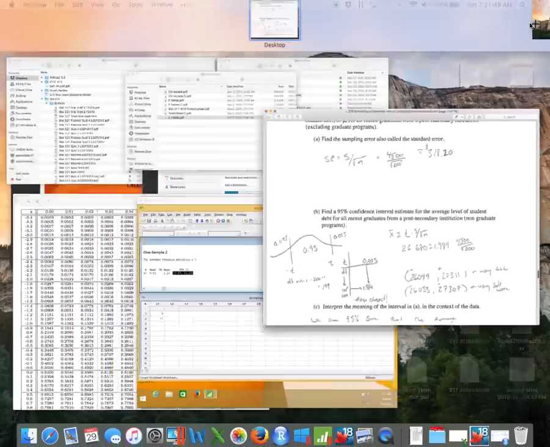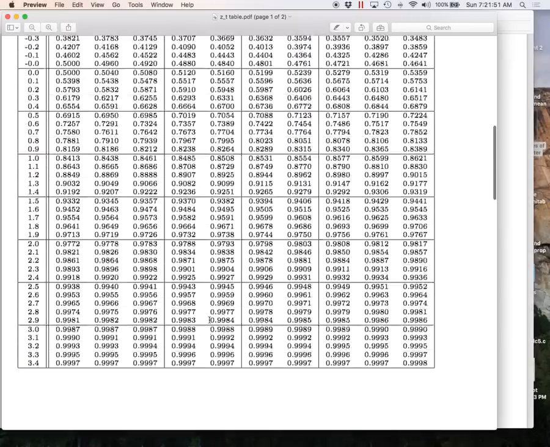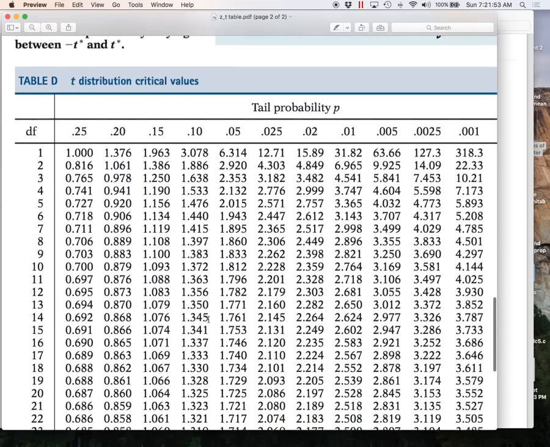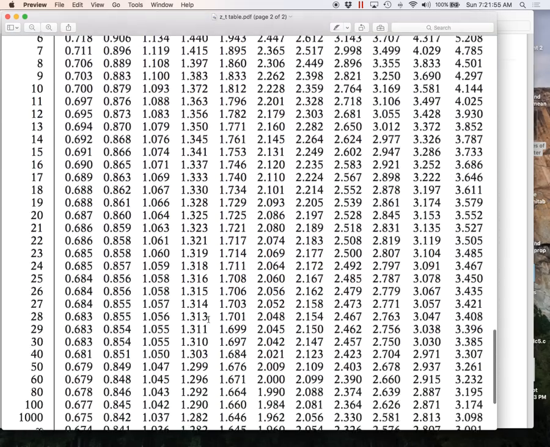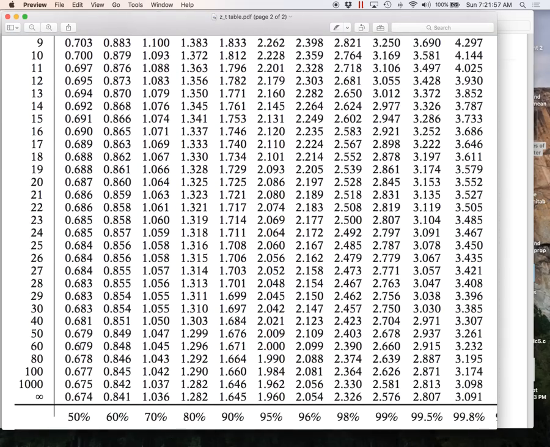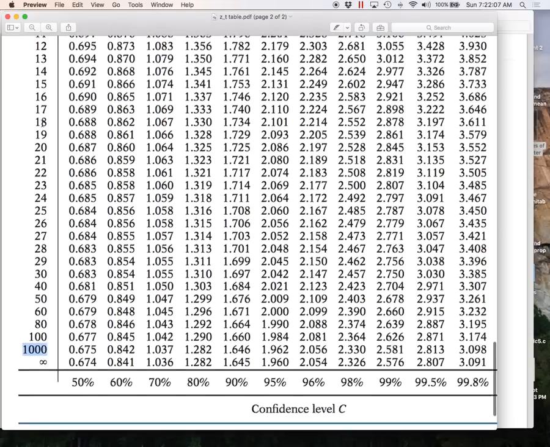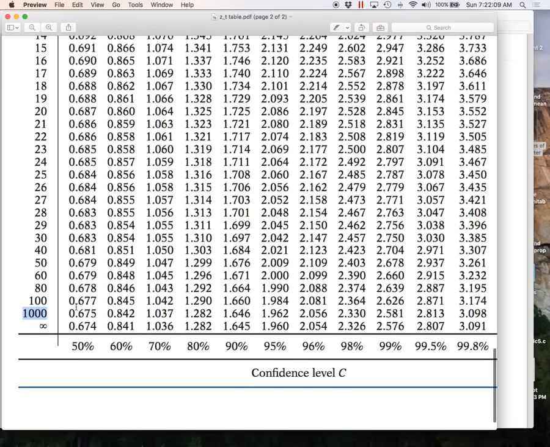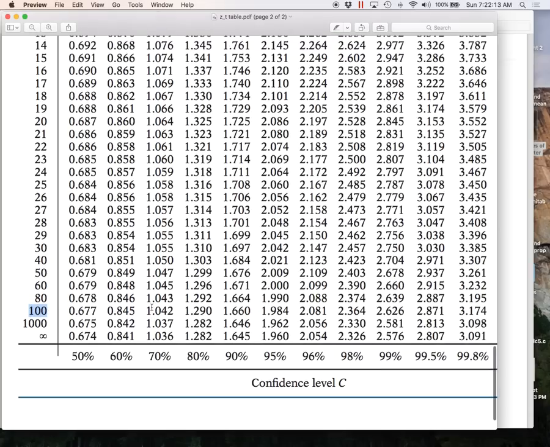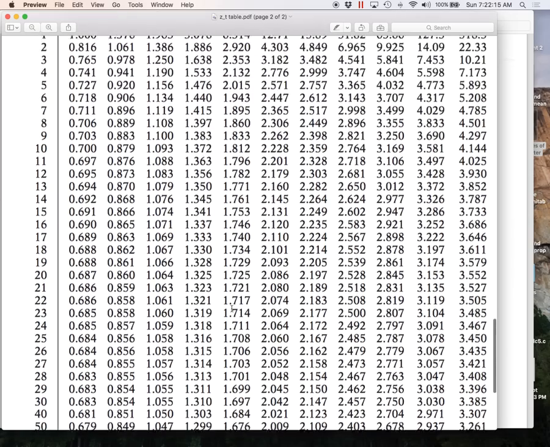Okay, if you're using a table, let's go to the table. The first step is to find your degree of freedom. Okay, so here our degree of freedom was 199. It's 200 minus 1. Unfortunately, this t-table only gives you in between 100 and 1000. Up here it does a better job, but down here, again, there's restrictions on the table. So here, I guess the closest one would be 100. That's about the best we could do.